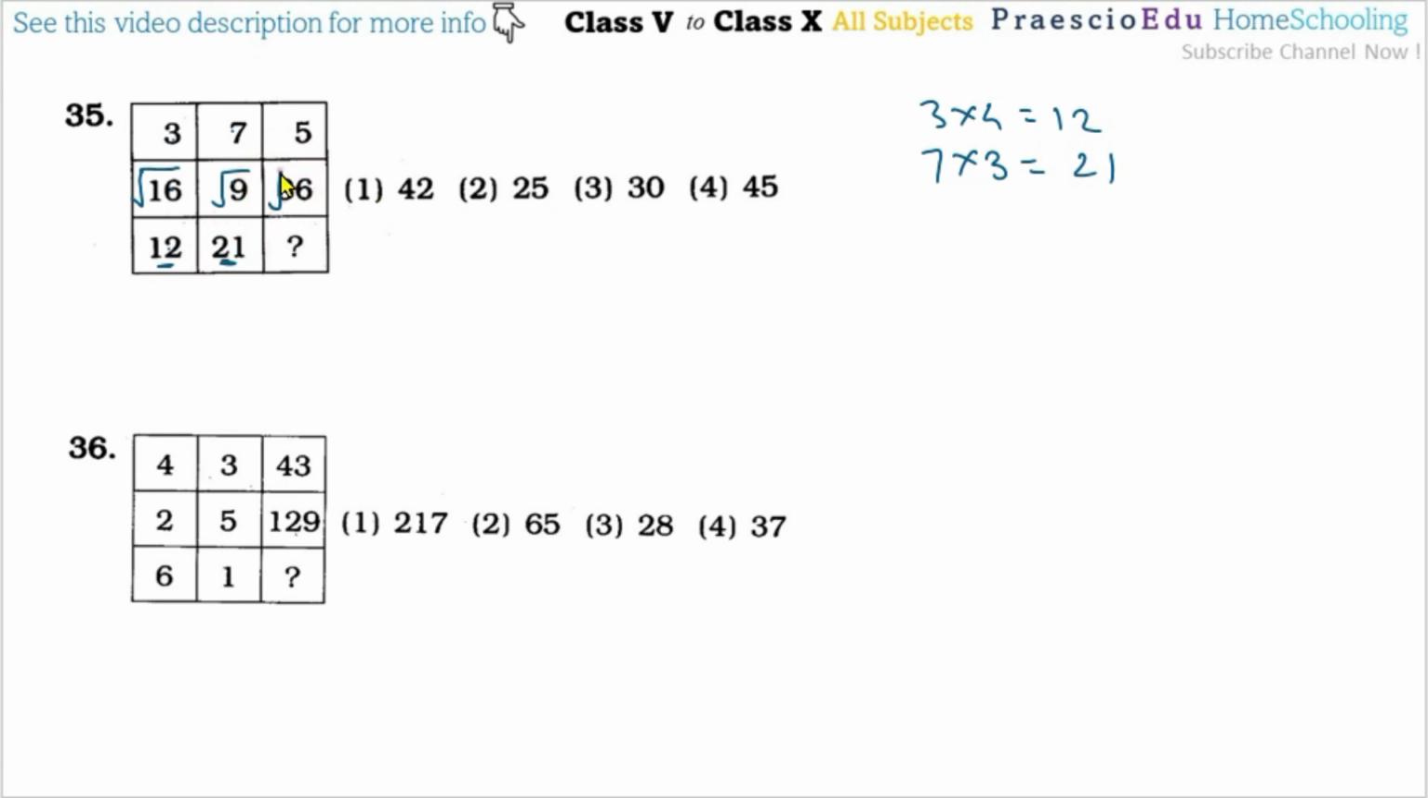So same, the square root of 36 is 6, multiplied by 5, so that is 30, and 30 is given in option number 3.